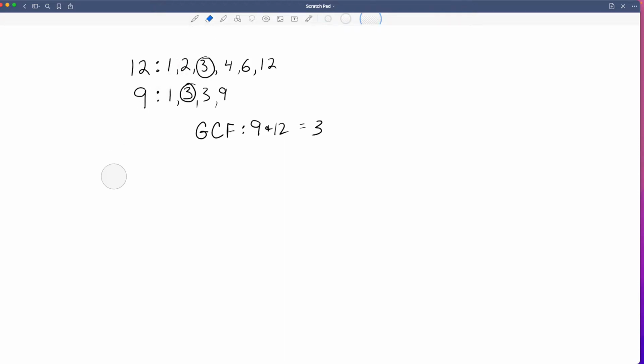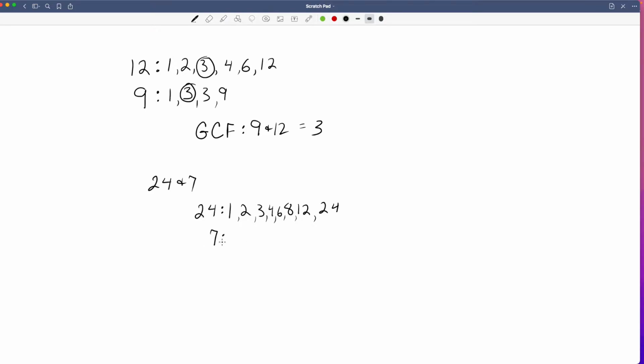All right, so let's look at the GCF of another pair of numbers. Let's look at 24 and 7. For 24, we have 1 times 24, 2 times 12, 3 times 8, and then 4 times 6. And that's it because 5 is not a factor.